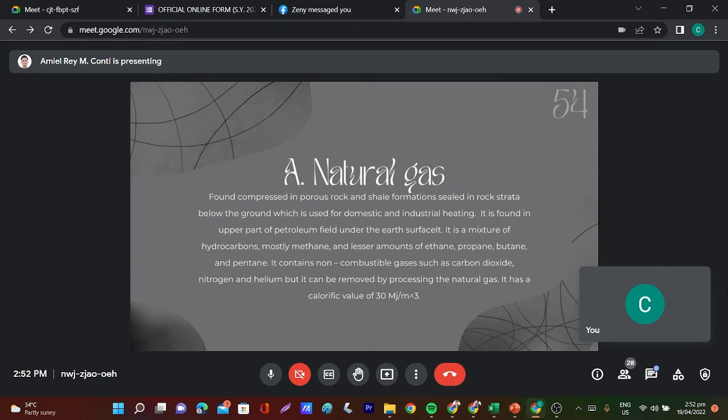And usually, mixture siya ng hydrocarbons, example, methane, and lesser amount ng ethane, propane, butane, and pentane. Nagko-contain din siya ng mga non-combustible gases like carbon dioxide, nitrogen, and helium. Pero pwede naman silang ma-remove by processing yung natural gas at meron siyang calorific value na 30 megajoule per cubic meter. Next.